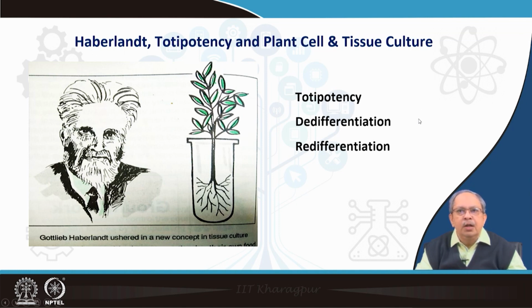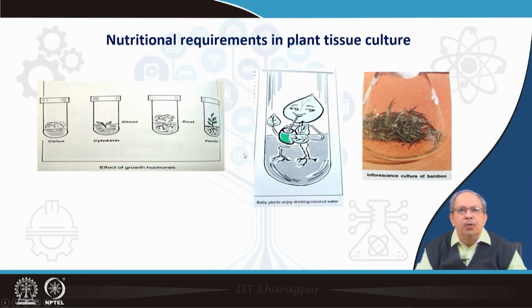And redifferentiation means, once you have the callus cultures, it is also possible to regenerate them into plants from there. What is shown here on the left side is a callus, and if you treat the callus with proper hormones, here it is written cytokinin, you will get shoots emerging out from the callus.